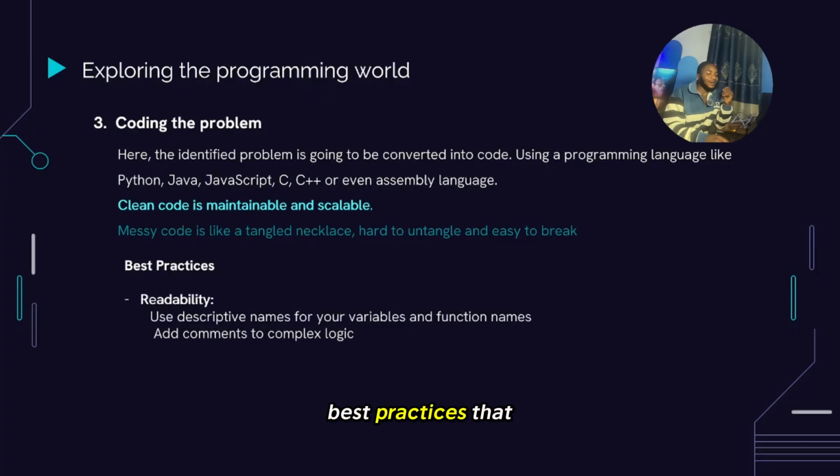So what are the best practices that you have to consider as a programmer or as someone starting? So readability is key. You have to use descriptive names for your variables and your function names, and you have to add comments to complex logic. As you start building, you discover that you might code something here today, and in a week's time you don't even know what you were doing there. You're like, what was I doing here?